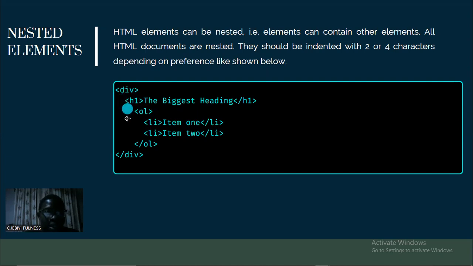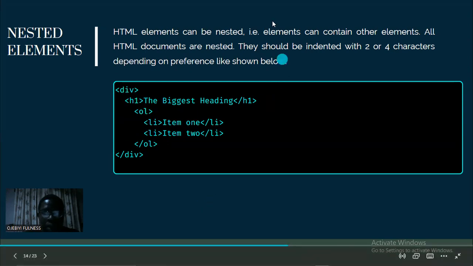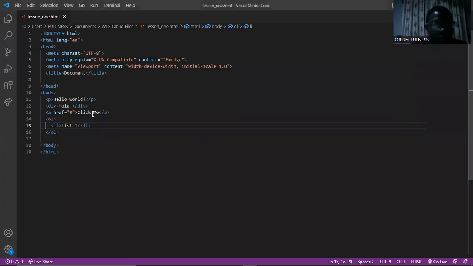Take note, these two are supposed to be on the same line. The indent is not correct. So let me just give an example on Visual Studio Code. So we see OL list. So there we have it.